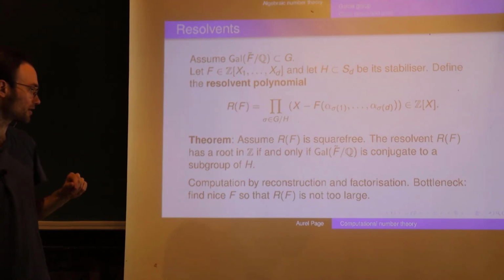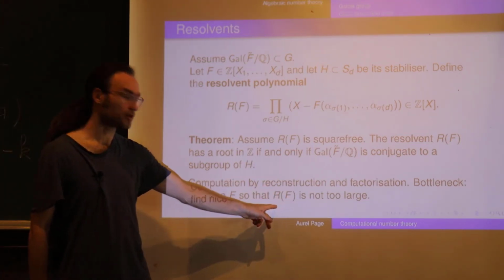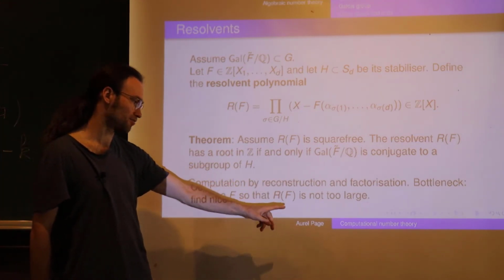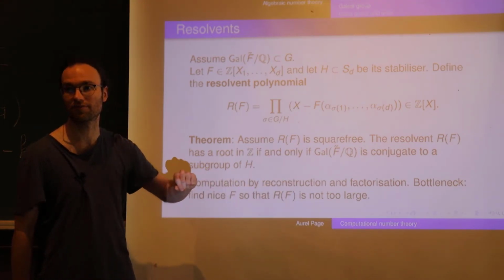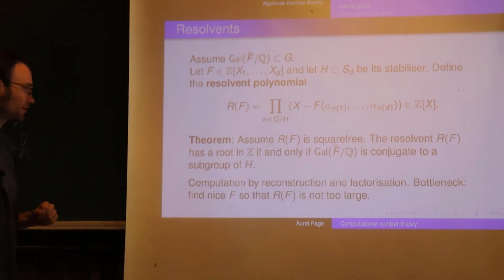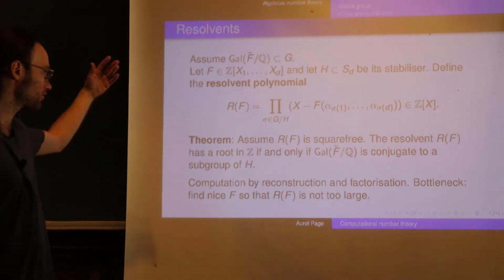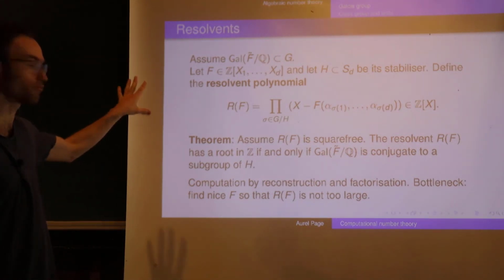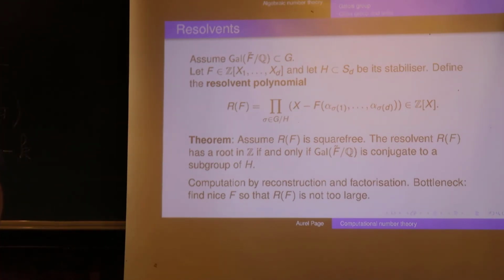The bottleneck here is to find f's that construct a polynomial here that is not too large. And this is also difficult and not known to be doable in polynomial time. But this general strategy works in a number of cases. People actually add a lot of tricks to make things faster, like to refine this general strategy so that it actually works in practical instances.